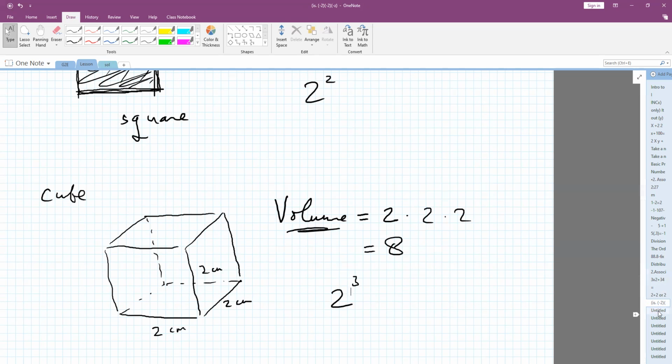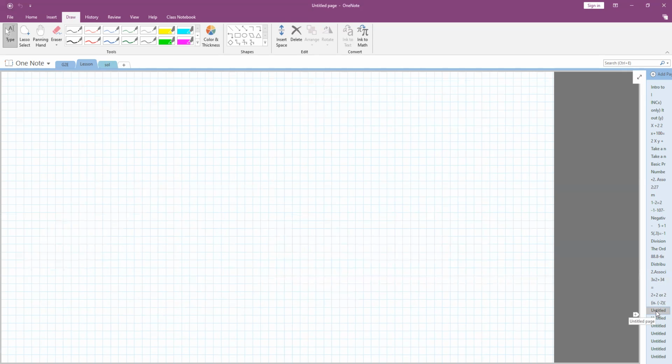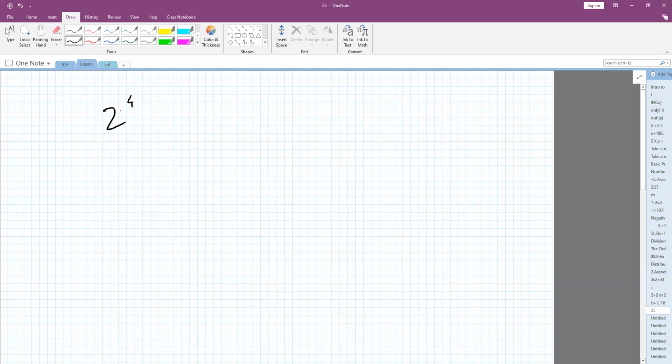Let's do a bit bigger, yeah? What about 2 to the power of 4? 2 to the power of 4 is 16. Very good. 2 to the power of 5 is 32. 2 to the power of 6 is going to be 64. You just keep on doubling.